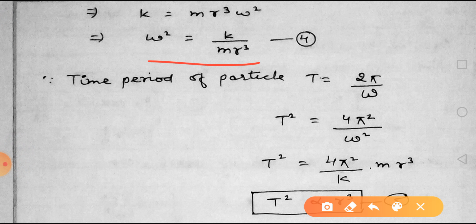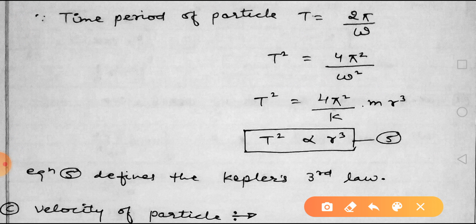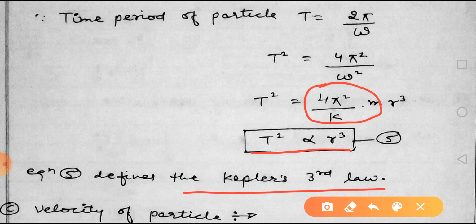We know that time period T is equal to 2 pi by omega, square both sides and put the value of omega square from equation 4. Then we get T square is equal to 4 pi square m upon k into r cube, and this term is constant, so T square is proportional to r cube, and equation 5 defines Kepler's third law. So in circular orbit, the square of the time period of the moving particle is directly proportional to the cube of the radius of the circle.